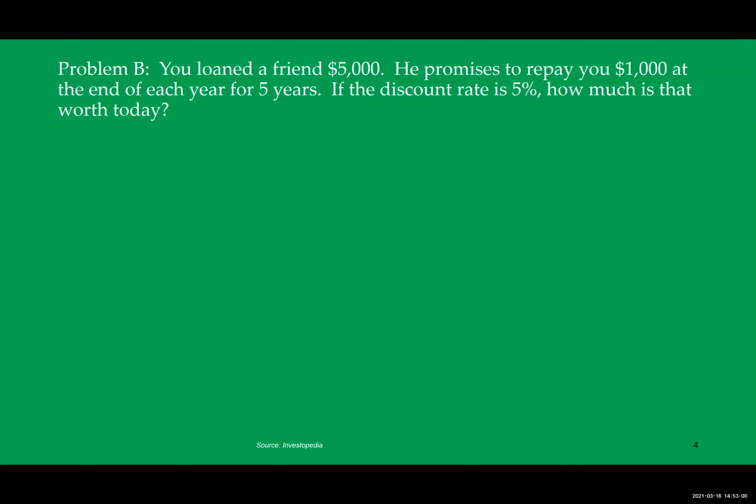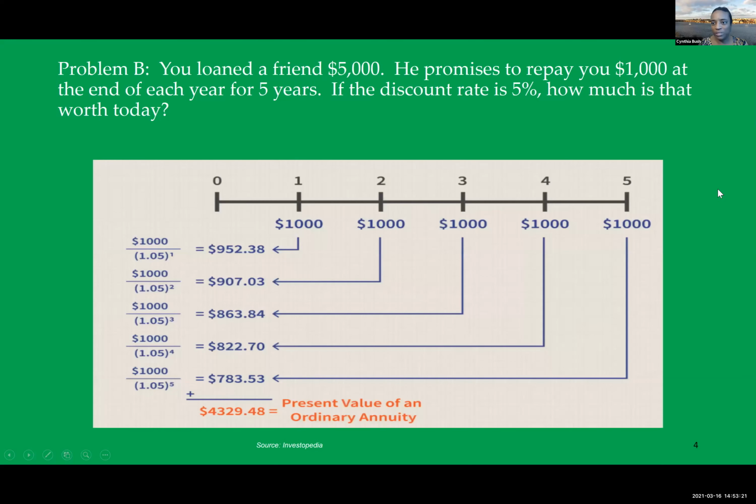The ordinary annuity, right? Yes, it's an ordinary annuity because ordinary means the payments are happening at the end. So your friend is paying you back December 31st of each year. Did you have a comment, Fabian? Oh no, I was just answering what annuity it was. Yep, you were right.